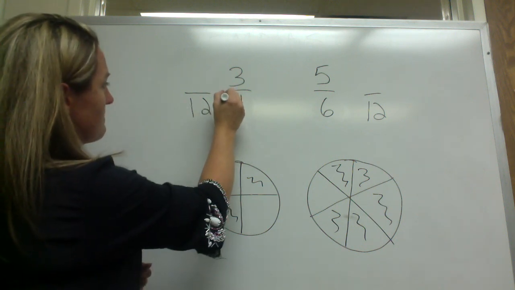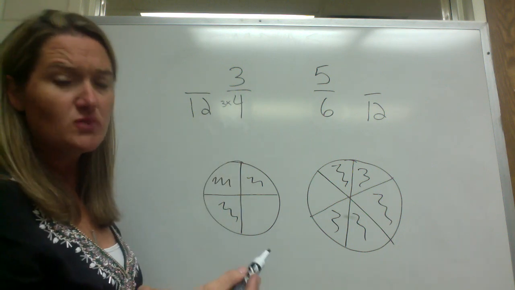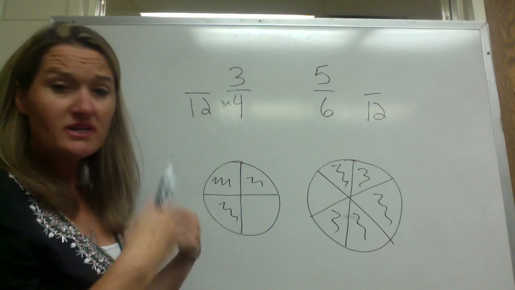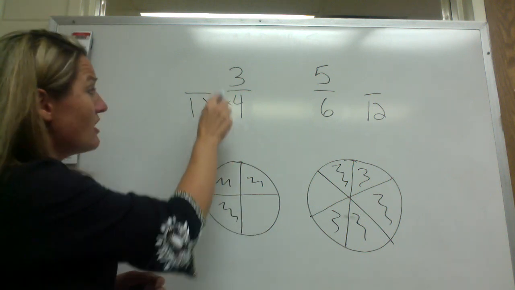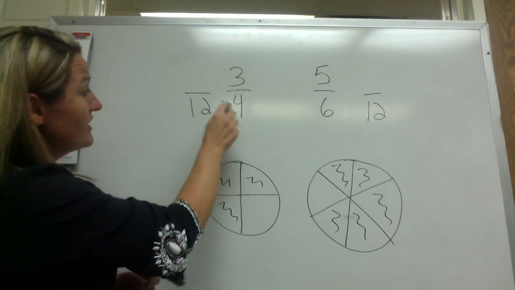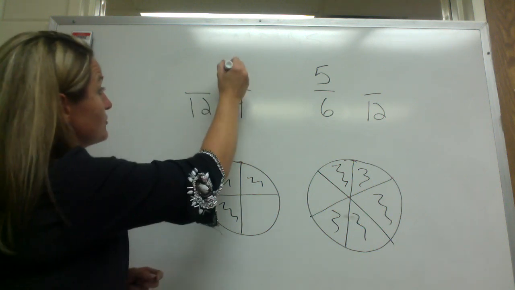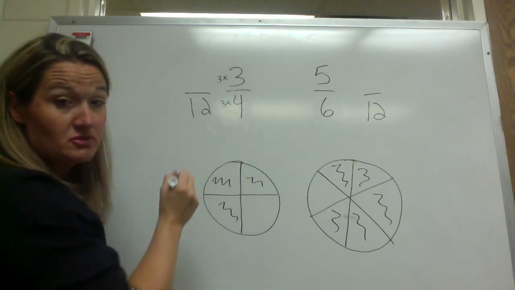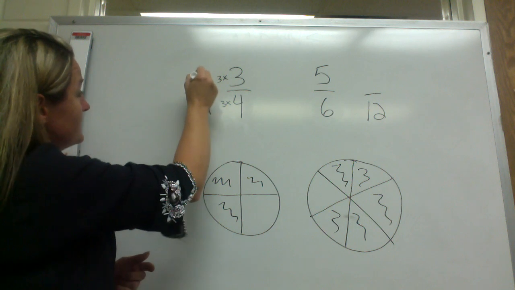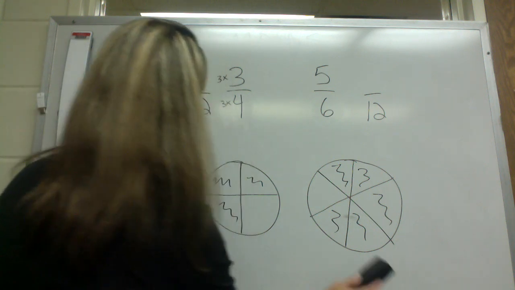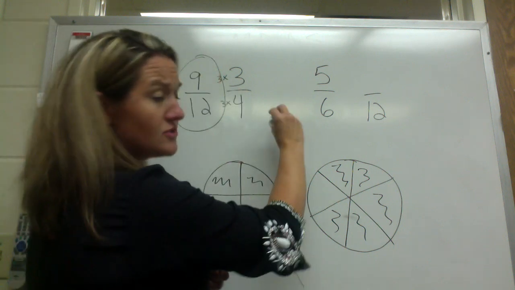Times 3, right? Remember in our lesson on equivalent fractions, we can make as many equivalent fractions as we want as long as we multiply the bottom and the top by the same number. So if I multiply 4 times 3 to get 12, then I have to multiply 3 times 3 as well. See how I'm multiplying by the same number? So that's 9. Now this is the fraction we're going to look at. Let's do the same thing over here.